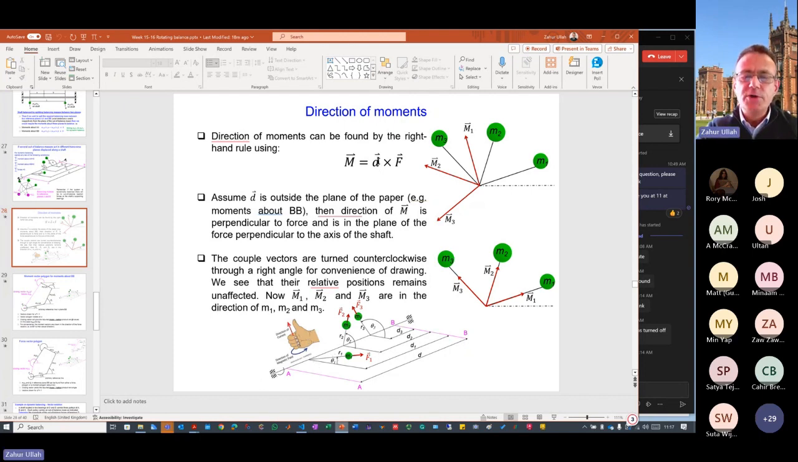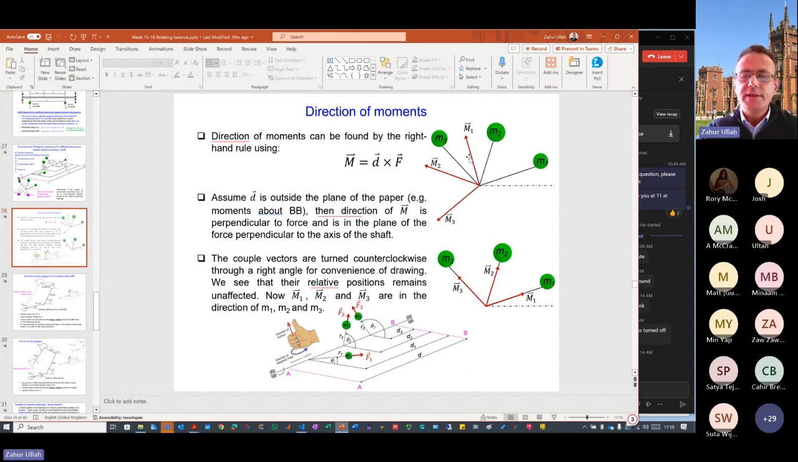In this case, you just curl your fingers from D to F. If you curl your fingers from D to F, then the thumb will point in the direction of the moment. That's why the direction of the moment is actually perpendicular to the M1. Because force is in this direction, M1 will be perpendicular, because this is what we calculate by using the right hand rule. Similarly, if you want to calculate the moment for F2, it will again be perpendicular, which is going to be in this direction. And again, for M3, it will be in this direction, which is perpendicular to the M3.